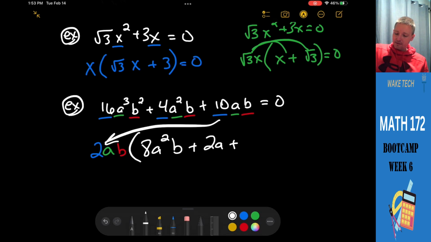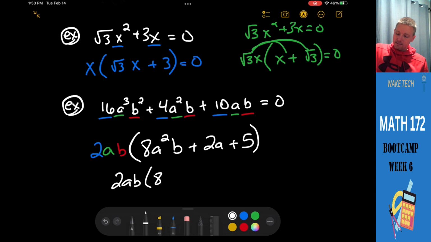10, when we factor out the 2, we get a 5. A, when we factor out the a, it's a 1. B, when we factor out the b, it's a 1 as well. So really there we just get a 5. So our factored version is 2ab times 8a squared b plus 2a plus 5.